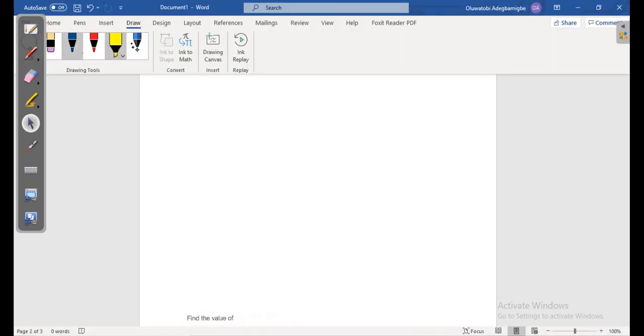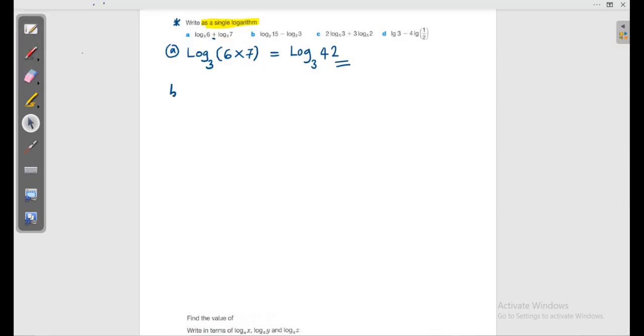All right. So B says what? We have subtraction. The bases are the same. Subtraction splitted means we'll have log to base 2. Since it is subtraction, it will change to division. And that will give us log 15 divided by 3, which gives 5, base 2.